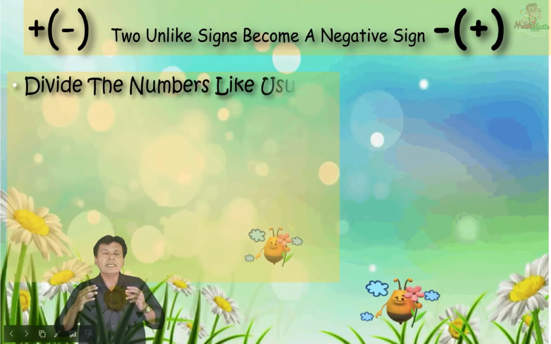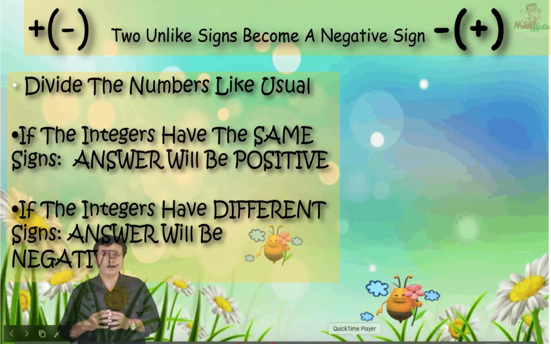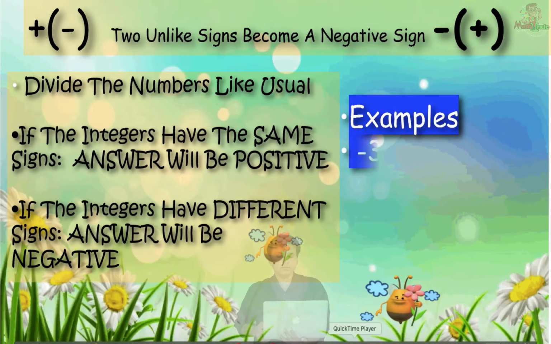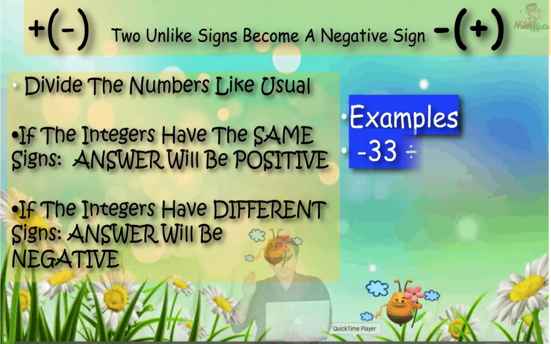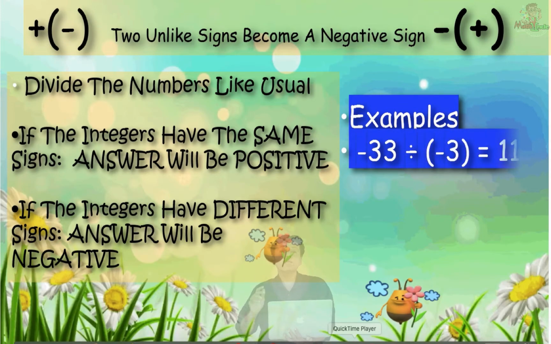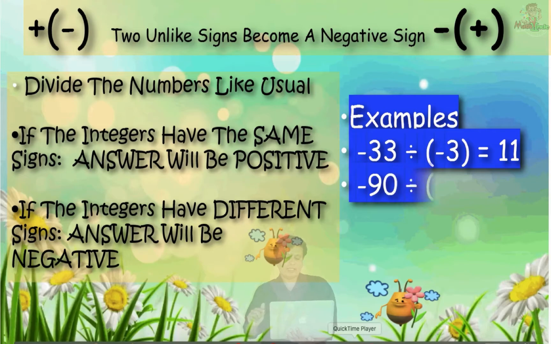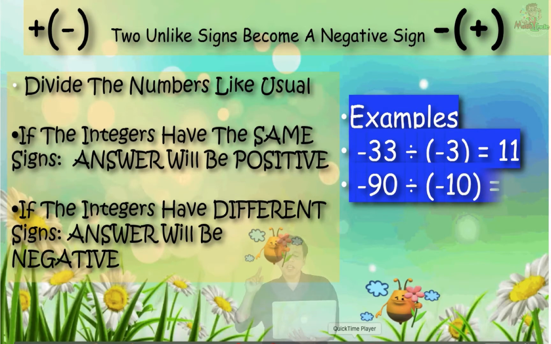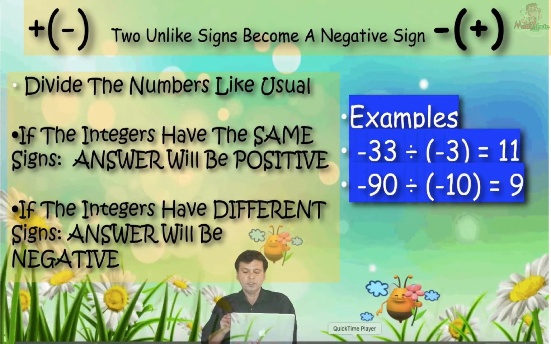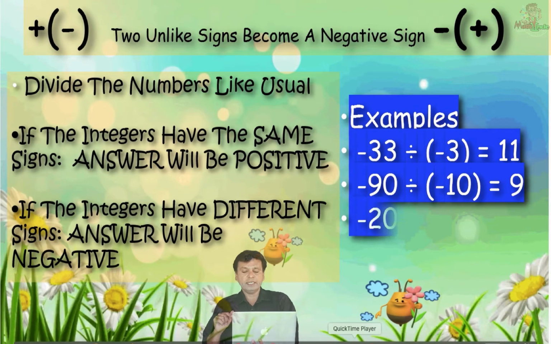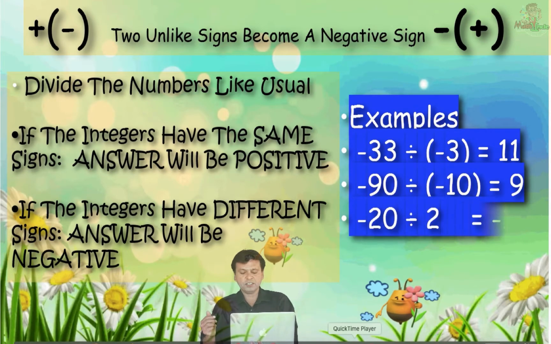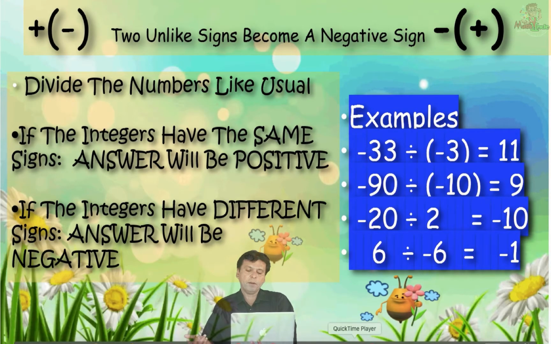Now, dividing integers. So I'm giving you some examples. If it's minus 33 divided by minus 3, it becomes positive 11. If it's minus 90 divided by minus 10, it becomes positive 9. Now, minus 20 divided by 2 will become minus 10. And 6 divided by minus 6 will become minus 1.